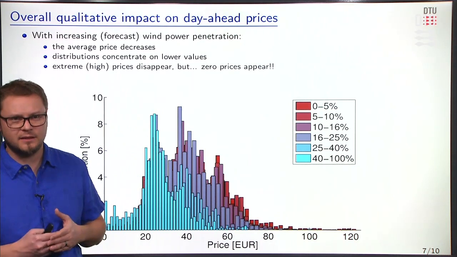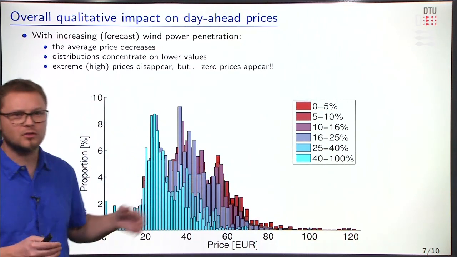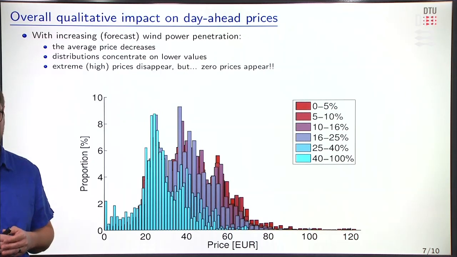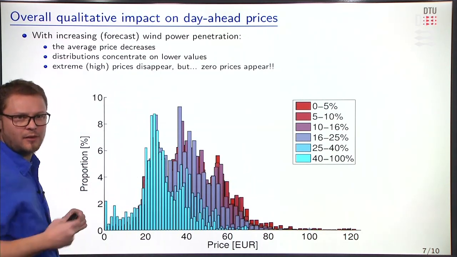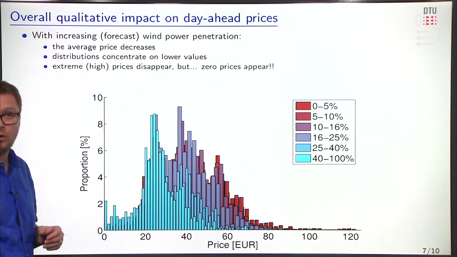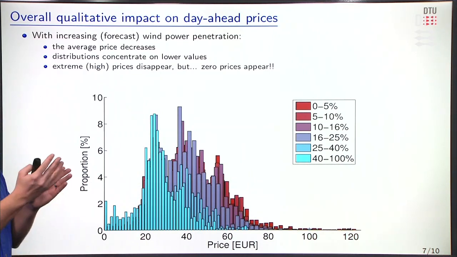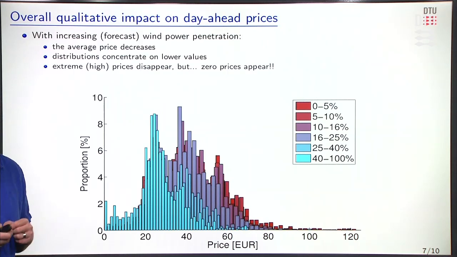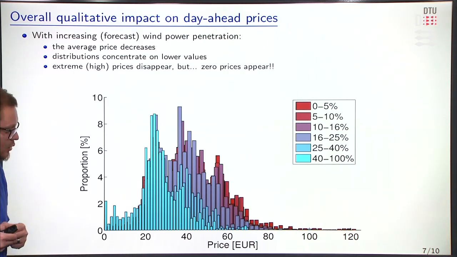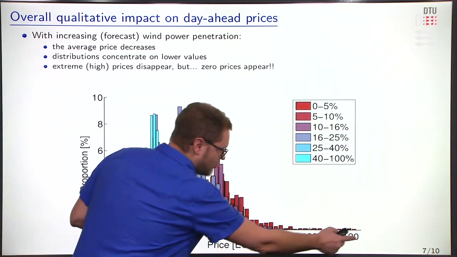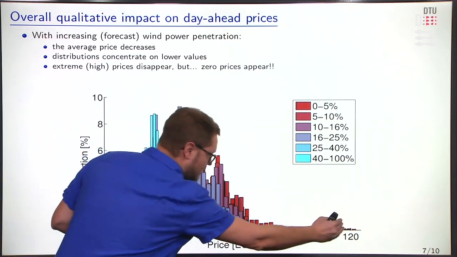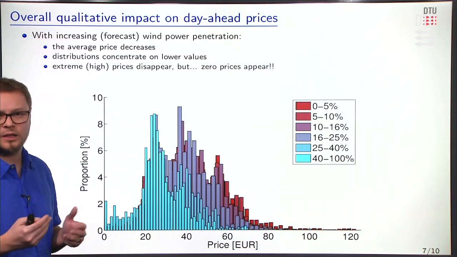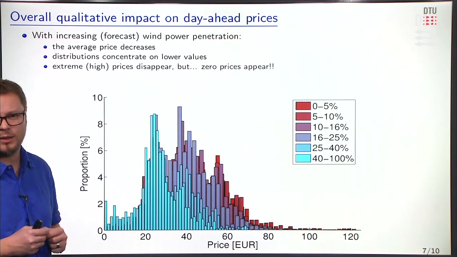We can see a tendency as we go toward the front, so with higher forecasted wind power penetration, all these distributions are shifting to the left. So that's what we explained before. The average price seems to decrease as we increase forecasted wind power penetration. But also we see, if zooming on the tails of the distribution, that the tails are disappearing as we increase the forecasted wind power penetration.